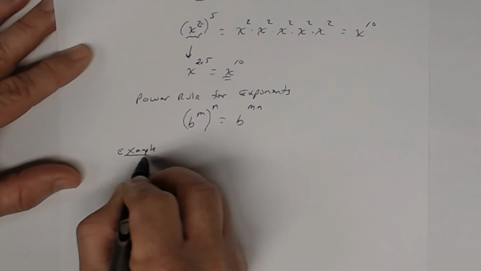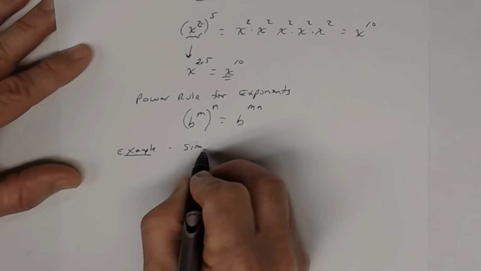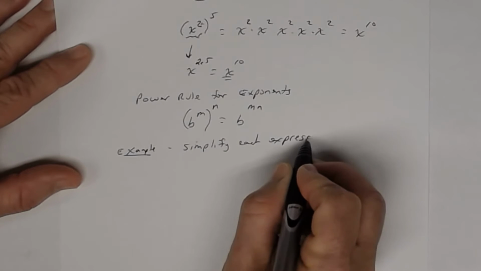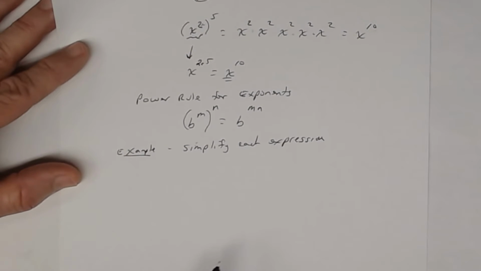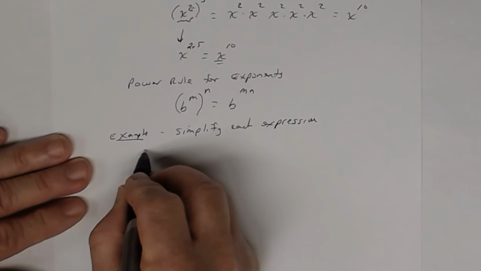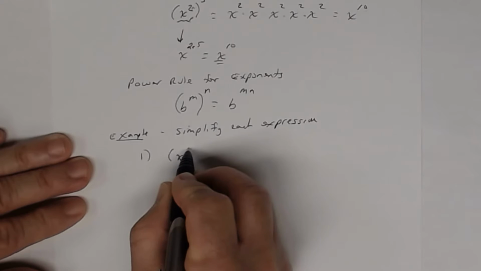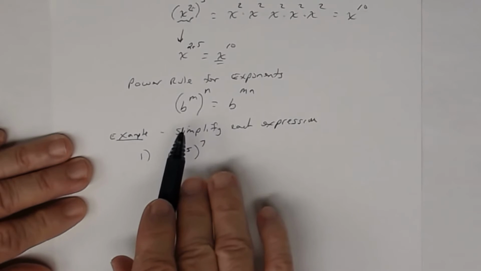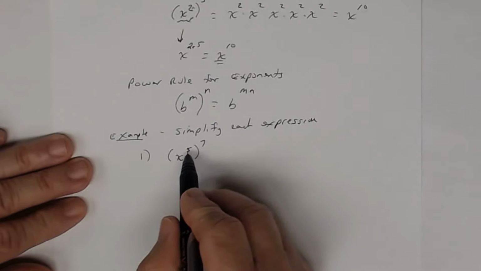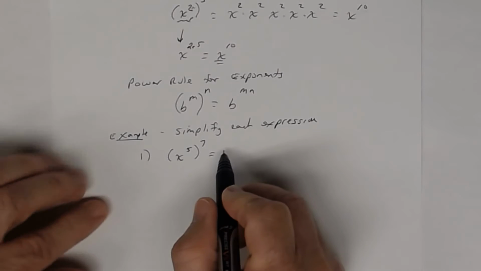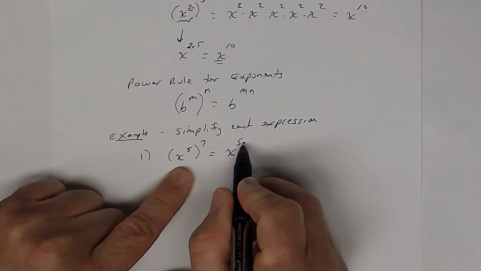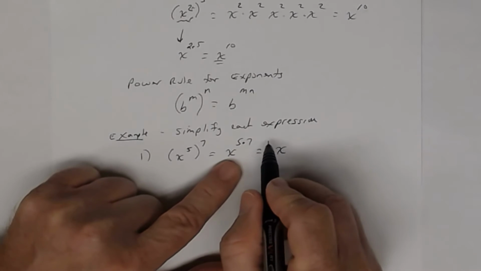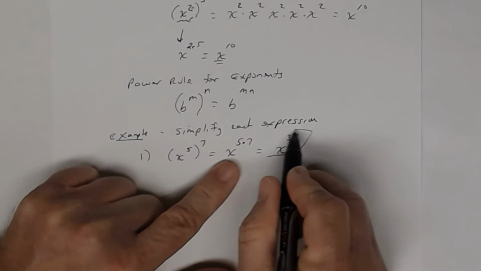In the examples, the directions will say simplify each expression. So we're going to use that power rule in this process. So let's look at that first example, number 1. If I have x to the 5th raised to the 7th power, then using the power rule for exponents, you have an exponent raised to an exponent, a power raised to a power, then I know that this is going to be x to the 5 times 7. And so the answer is x to the 35. So there's your answer.